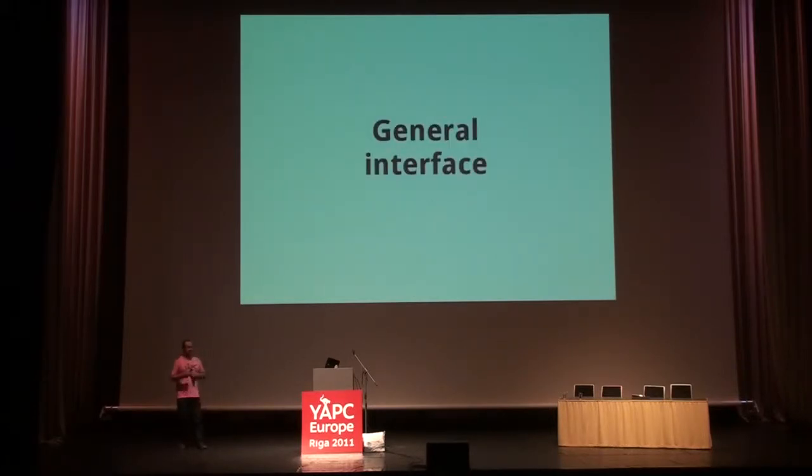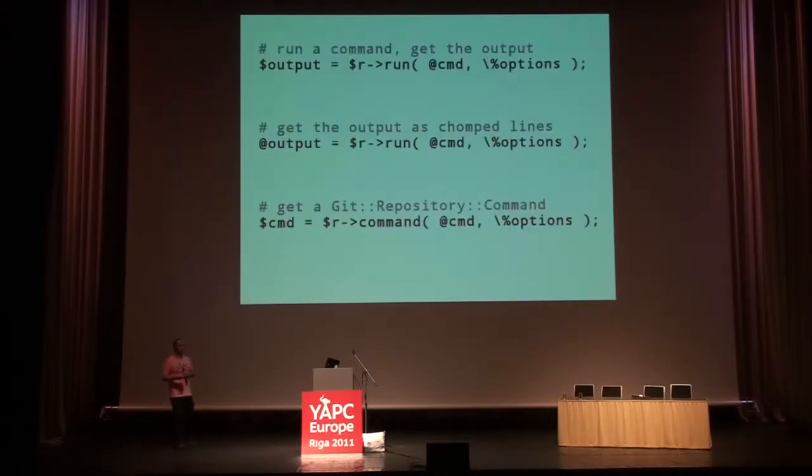So the general interface is also simple because there are only very few methods. I've shown you the new method already. And there are two others, which are run this command and give me the results. In scalar context, it gives you the whole output, and in list context, it gives you the lines and helpfully chomps the end of the lines for you. And if you want to go deeper and actually fiddle with the file handles to that Git command you're running, you can ask Git::Repository to give you a command object, which is of the class Git::Repository::Command.